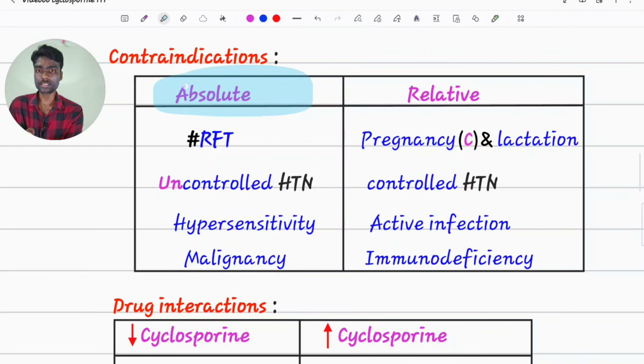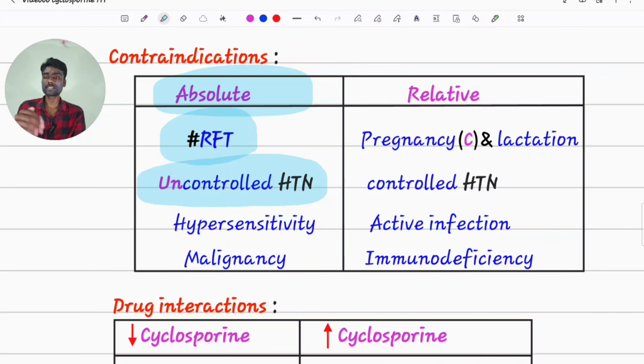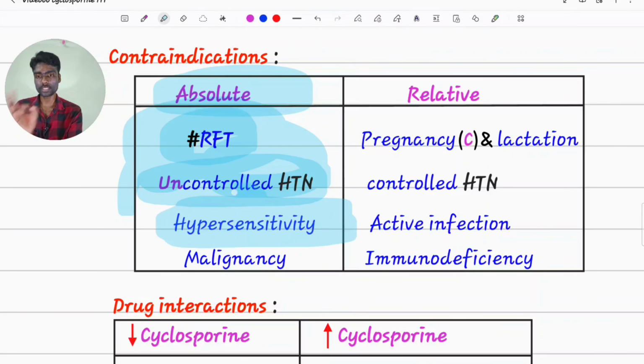Absolute contraindication is severe renal dysfunction, uncontrolled hypertension. Both are side effects of cyclosporine. So if already it is present, it is an absolute contraindication. Hypersensitivity for any drug and malignancies.